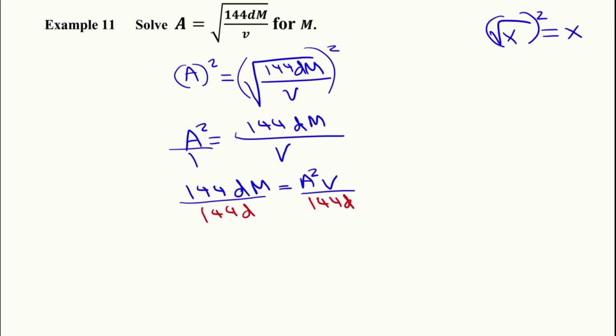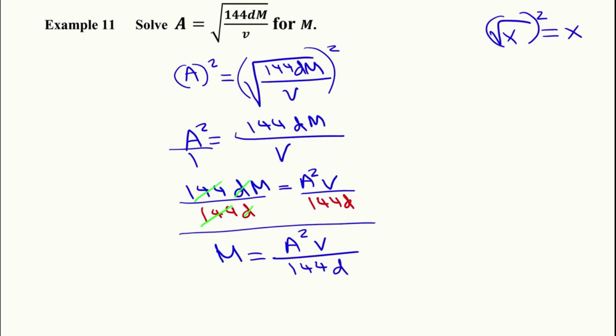And we'll cross cancel these, the 144 and the d, and now we have our final answer. M equals a squared v over 144 d, and make sure that v doesn't look uppercase. So definitely pay attention to the case on every letter, and you should be fine. So make sure you can handle that, and we'll go to another one.